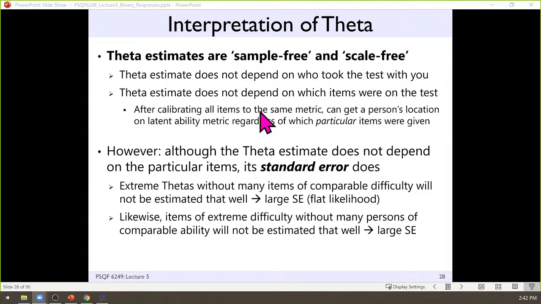Otherwise, it's hard to tell, and that would show up as a standard error that's relatively large. So the standard errors for these things do depend on the quantities of the sample. The parameter estimates themselves do not.